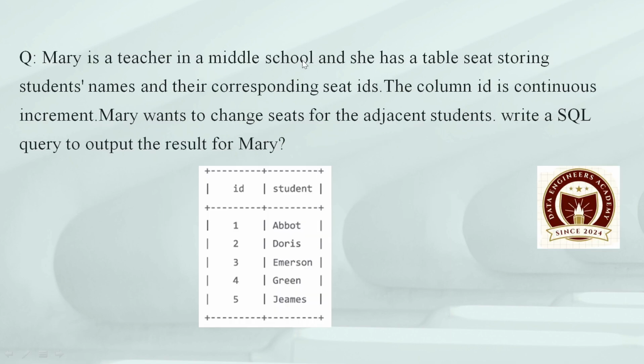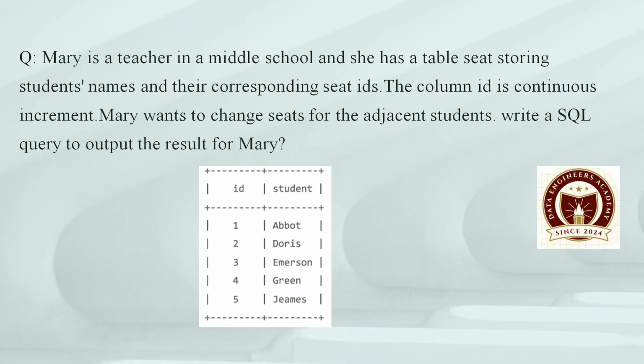Mary is a teacher in a middle school and she has a seat table storing student names and their corresponding seat IDs. The column ID is a continuous increment. Mary wants to change seats for adjacent students. Write a SQL query to output the result for Mary.